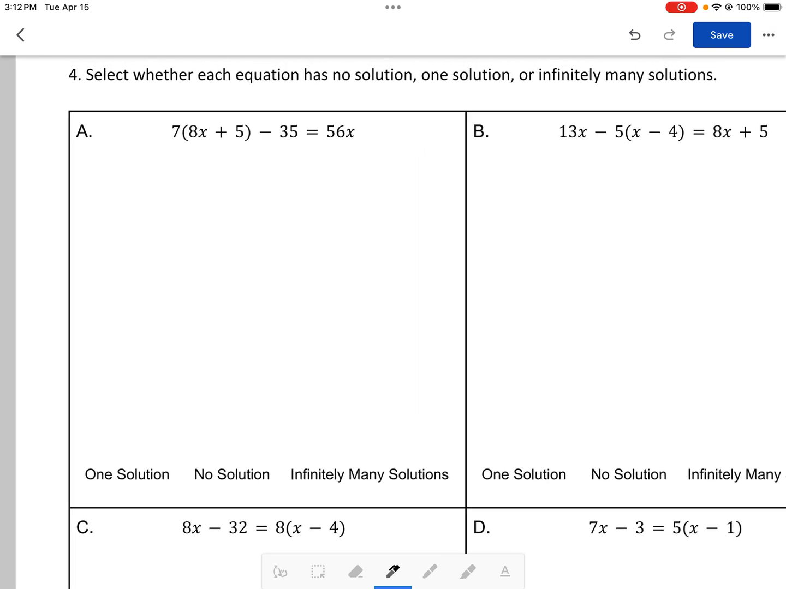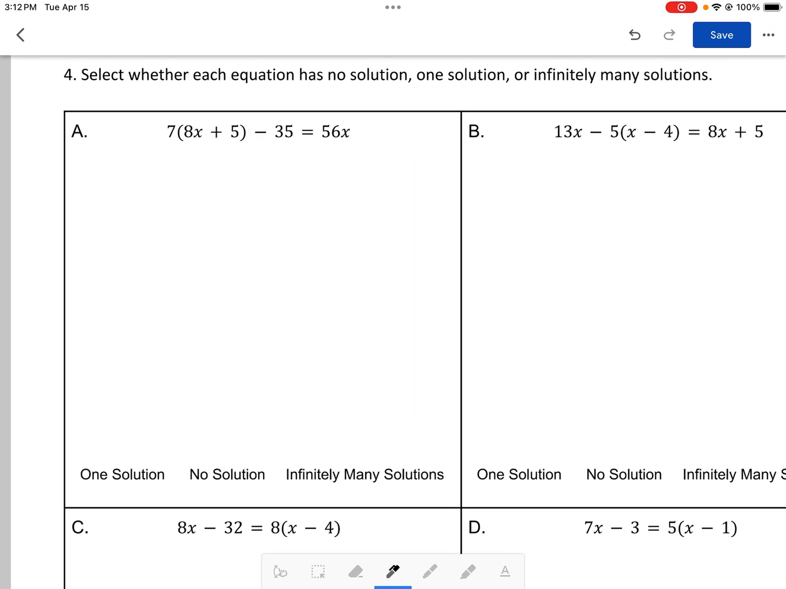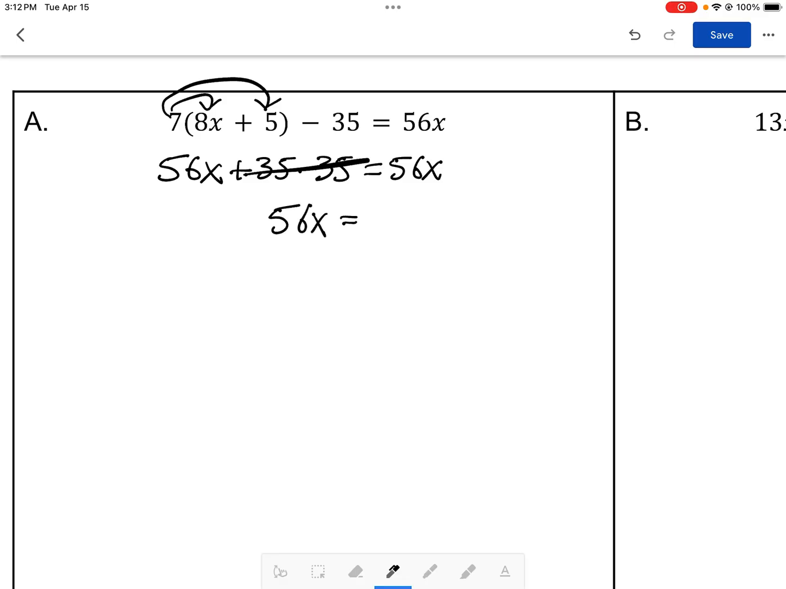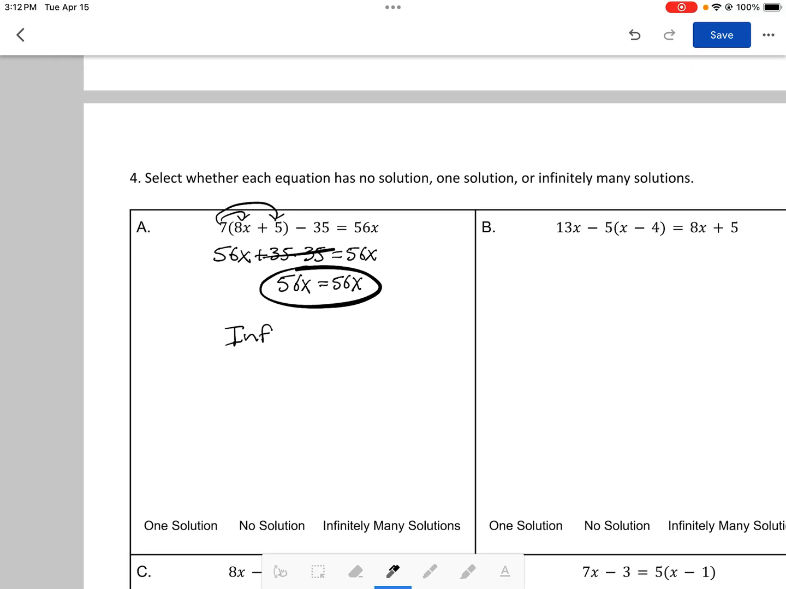For number 4, we're determining whether each equation has one, no, or infinitely many solutions. So I'm going to go ahead and start with A. I'm going to distribute the 7 to the 8x and the 7 to the 5, which means I multiply. 7 times 8 is 56, so 56x plus 35 minus 35 is equal to 56x. 35 minus 35 is 0, so now I have 56x is equal to 56x. Because these are the same, if they are equal to each other, that means there are infinitely many solutions.